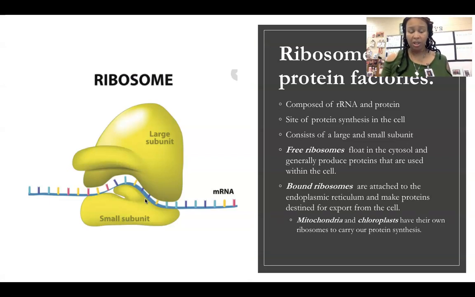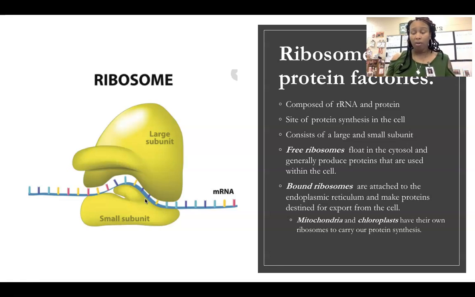Ribosomes, again, are protein factories. They are composed of ribosomal RNA and protein. It's a site of protein synthesis. Ribosomes can be found in 3 locations in the cell. They can be found free in the cytoplasm, and the proteins that they make are typically going to stay in the cell.